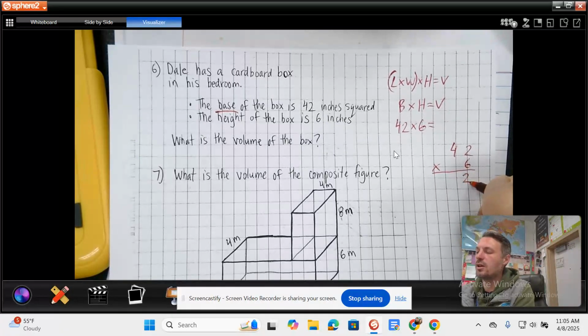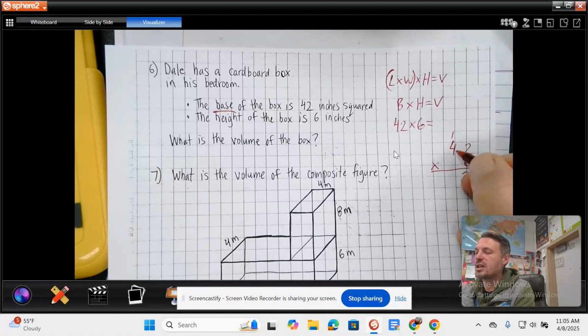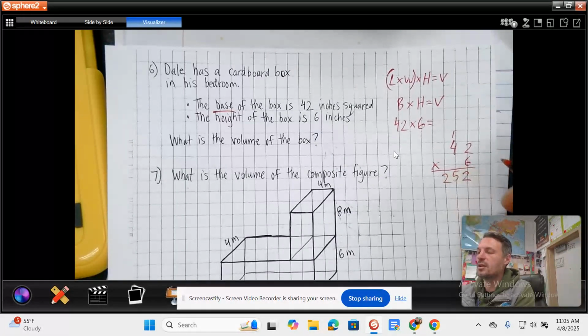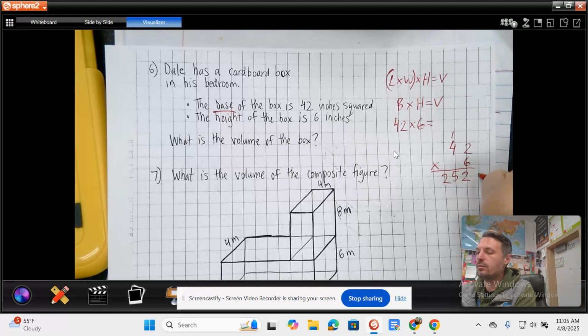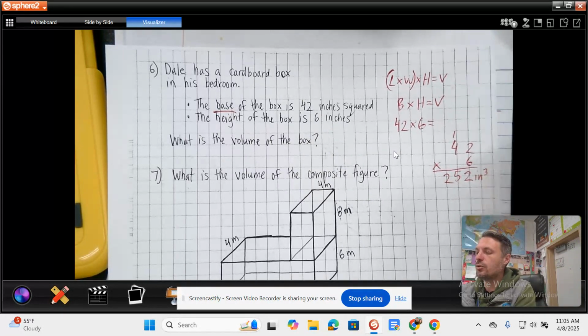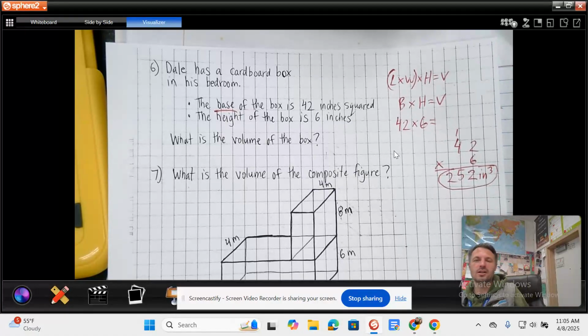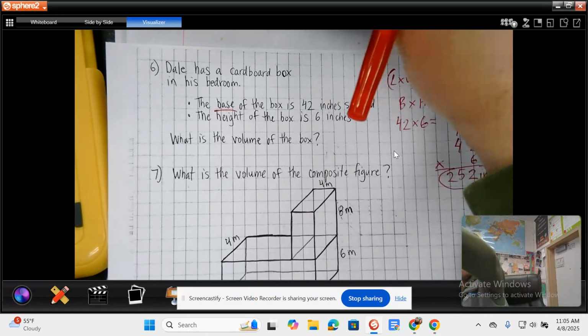6 times 2 is 12. Carry the 1. 6 times 4 is 24, plus the 1 that we carried is 25. So it's 25 inches cubed. I'm sorry, I said that wrong. It's not 25 inches cubed. It's 252 inches cubed.